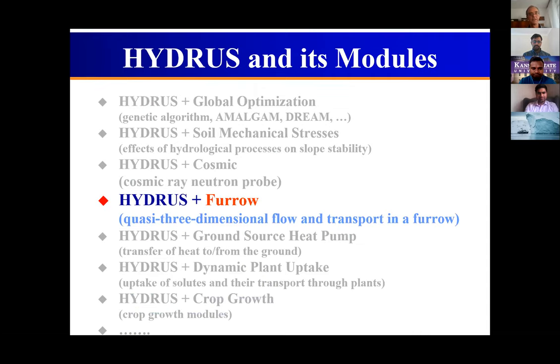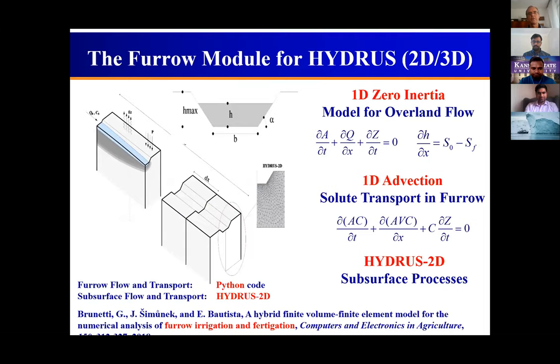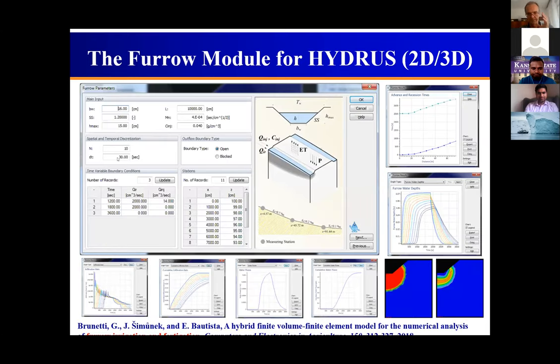Okay, FARO, well, that's a very simple application, obviously, for FARO irrigation. So what we do here, we simulate flow in a FARO using the zero inertia equation for water flow and 1D advection equation for solute transport. And then the flow in the FARO is coupled with two-dimensional HYDRUS cross-sections in which we simulate subsurface processes. And so we simulate this complex three-dimensional system using this pseudo three-dimensional model, which considers two-dimensional flow subsurface and one-dimensional flow at the surface. In the HYDRUS interface, this is a standard module.